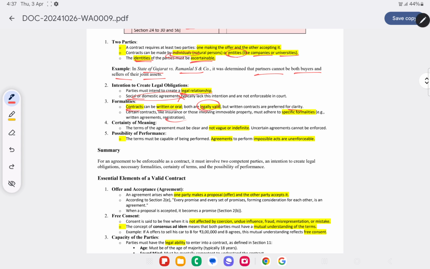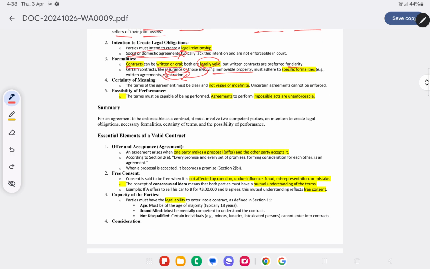But again, in certain types of contracts, a written agreement is mandatory. For example, registration: if you get land registered in your name, it has to be in written format. It cannot be oral, right? So it has to be in written format. And like insurance agreements, it has to be a written agreement, or those agreements involving immovable property, which is again this registration.